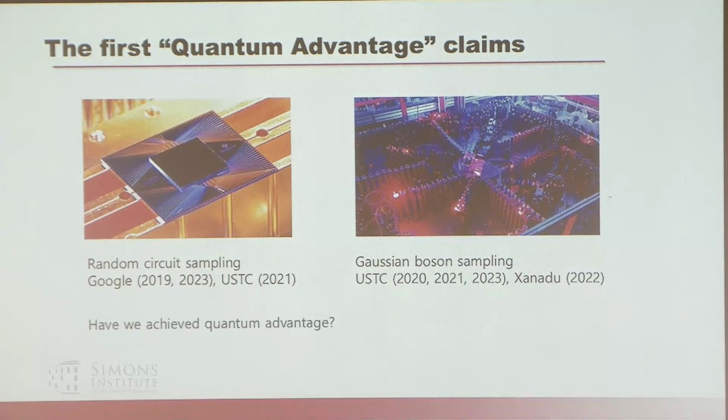And our question was this: have we really achieved quantum advantage? We focused on Gaussian boson sampling, as the title implies, and our answer is that, at least for Gaussian boson sampling, probably not yet. So I'm going to tell you why this is the case by giving you an overview of the experiment and also our classical algorithm.